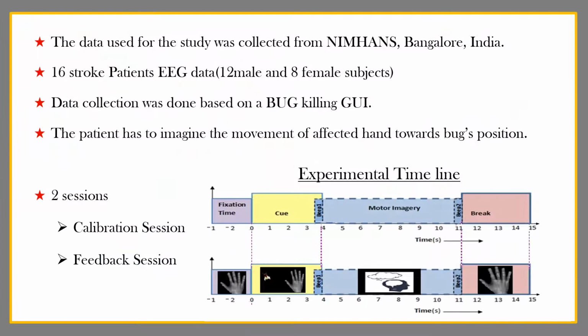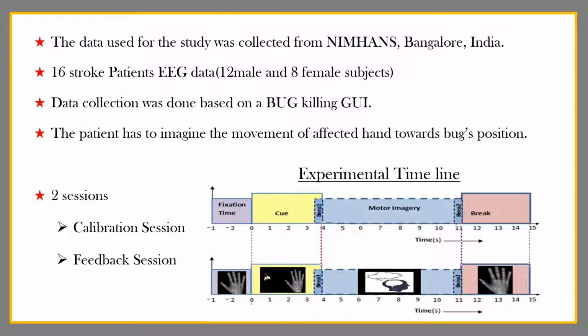The data for the study was collected from NIMHANS Bangalore based on a bug-killing GUI, and the experimental timeline of the developed GUI is shown here. Here the patient has to imagine the movement of his affected hand towards the bug position according to a visual cue. The training protocol has 2 sessions.